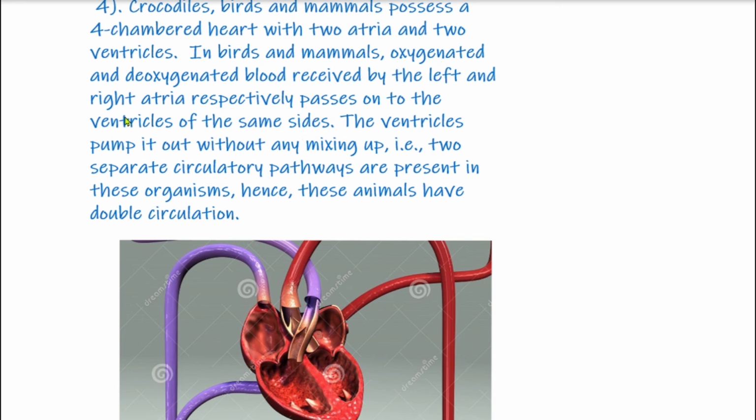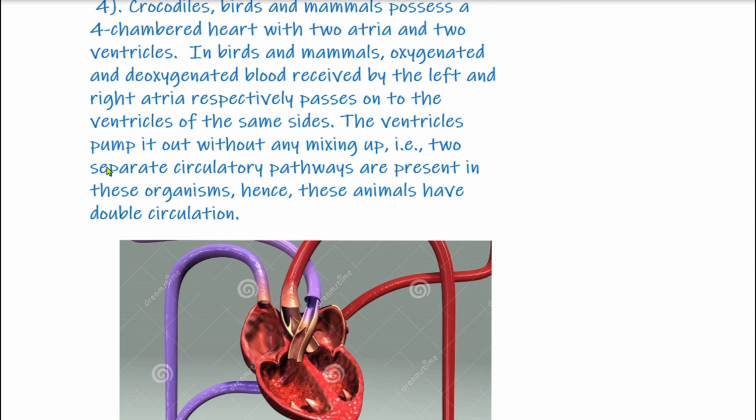Oxygenated blood is received by the left atrium and is passed to the left ventricle. Deoxygenated blood is received by the right atrium and is passed to the right ventricle. So oxygenated blood is received by the left atrium, deoxygenated blood by the right atrium, and they pass it on to the ventricle of the same side: left atrium to left ventricle, right atrium to right ventricle.